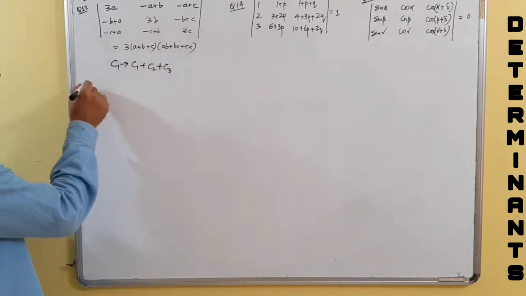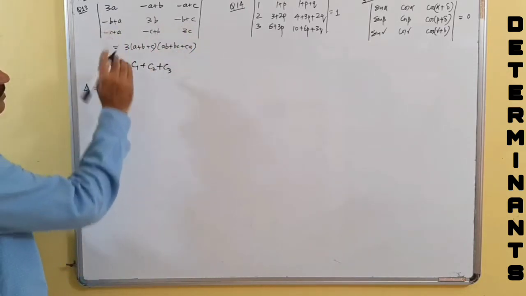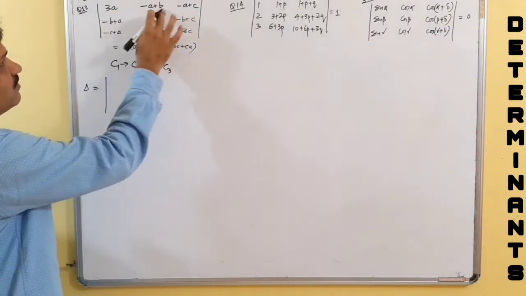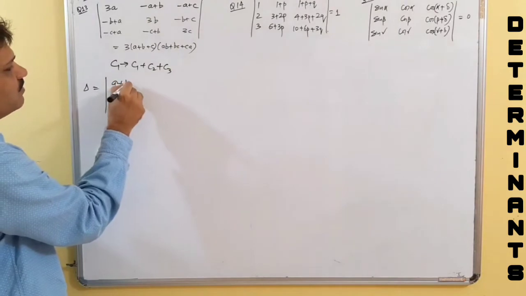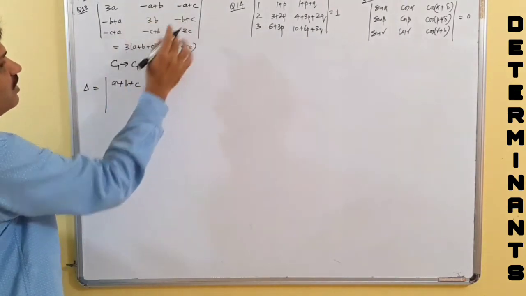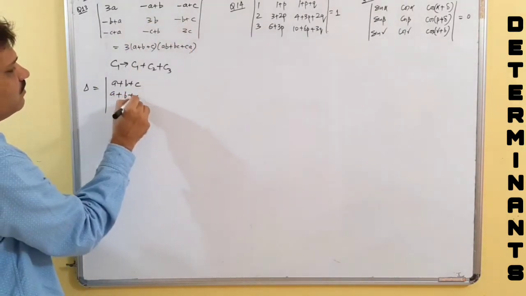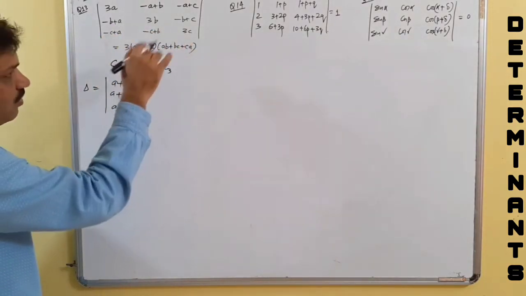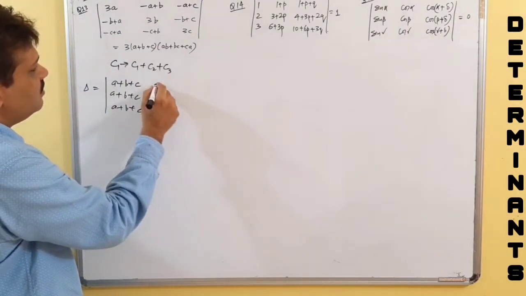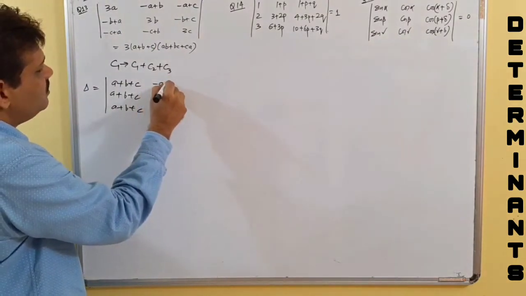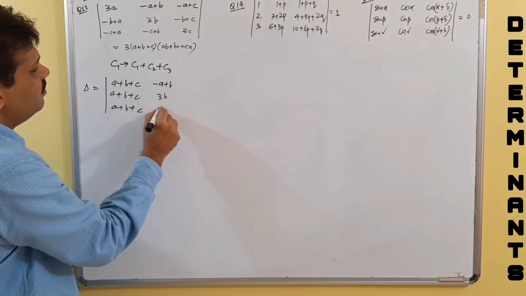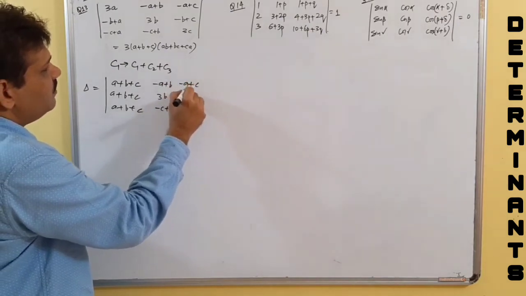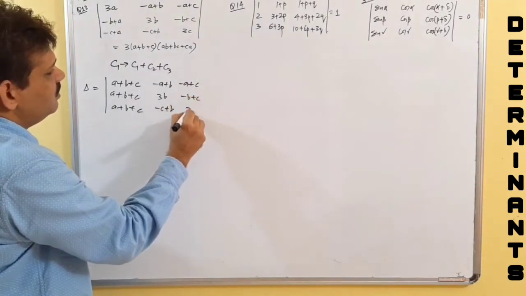So what happens if I try to apply this transform? C1 becomes C1 plus C2 plus C3. 3A minus A plus B plus C will give me A plus B plus C. Similarly here I will get A plus B plus C. Similarly here I will get A plus B plus C. Column 2 and column 3 stay as they are. So minus A plus B, 3B minus C plus B. Here minus A plus C, minus B plus C, 3C.